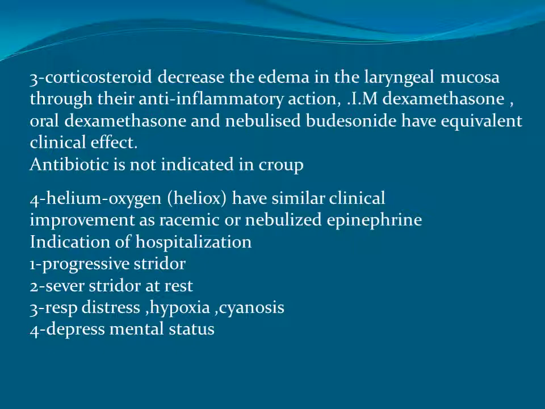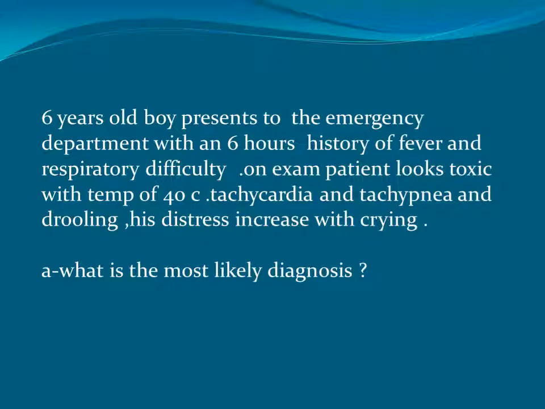Which patients need hospitalization? What are the indications of hospitalization? A child with progressive stridor, severe stridor at rest, respiratory distress, hypoxia, cyanosis, or a depressed mental state, where the patient is agitated, lethargic, or has a disturbed conscious level. So we finished croup, or laryngotracheobronchitis. Now we'll discuss another cause of acute stridor.